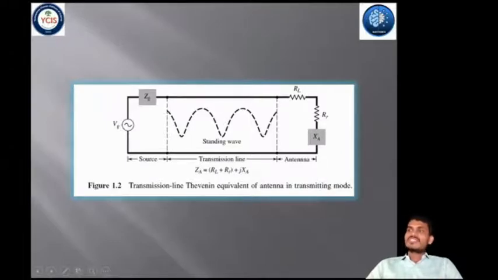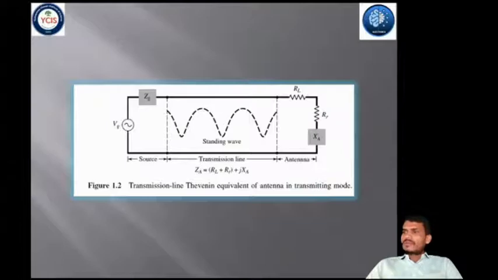Now this is the same as matching the load of the transmission line, where the load is the antenna, and it can be discussed in another lecture separately, because this is a very big concept of impedance matching or load matching. So we will discuss it in a separate session.